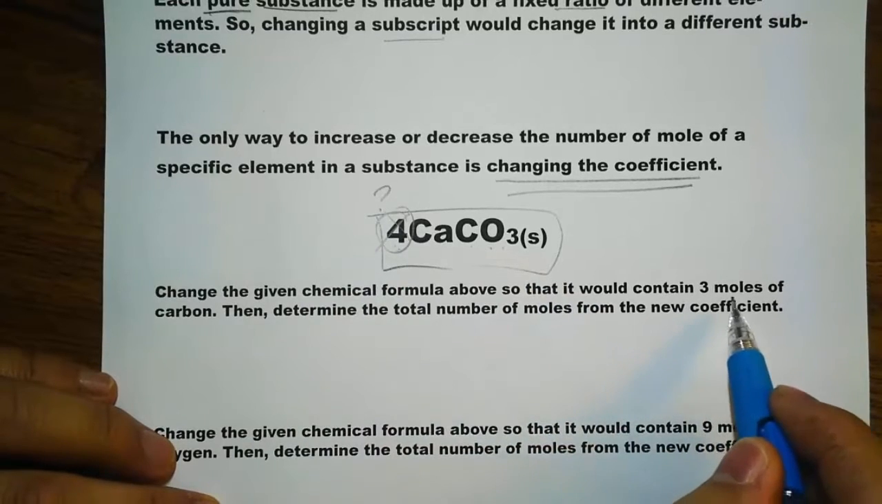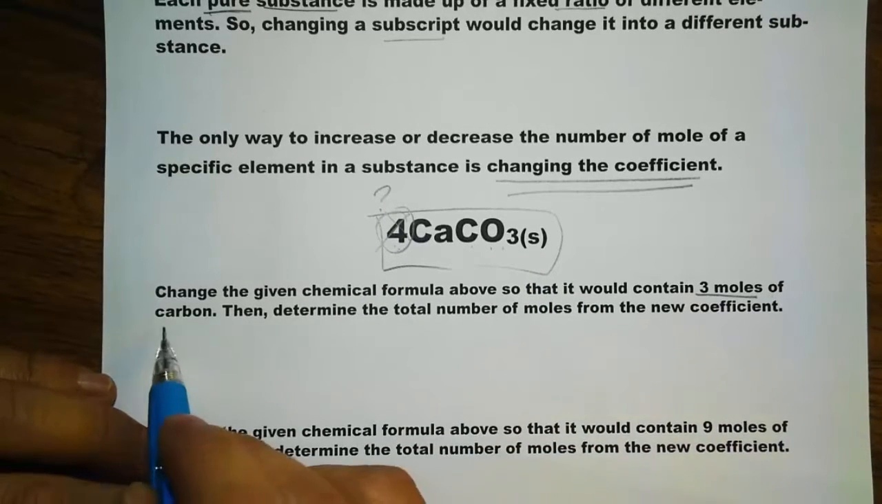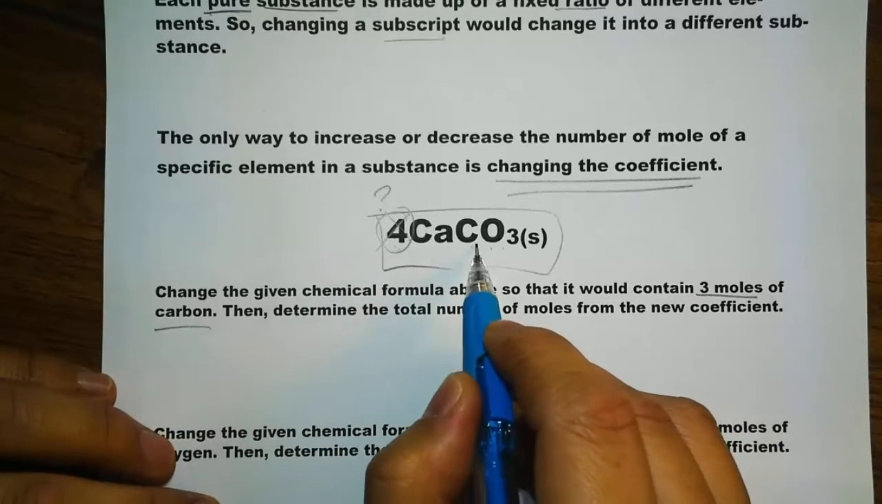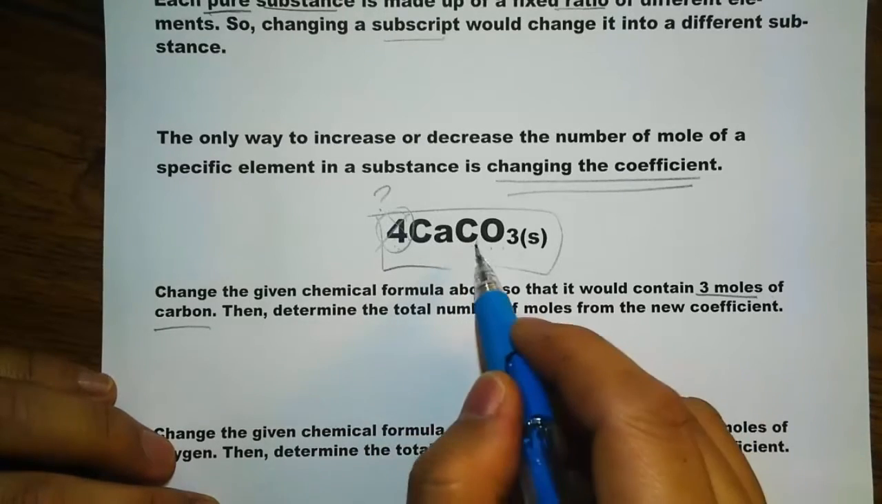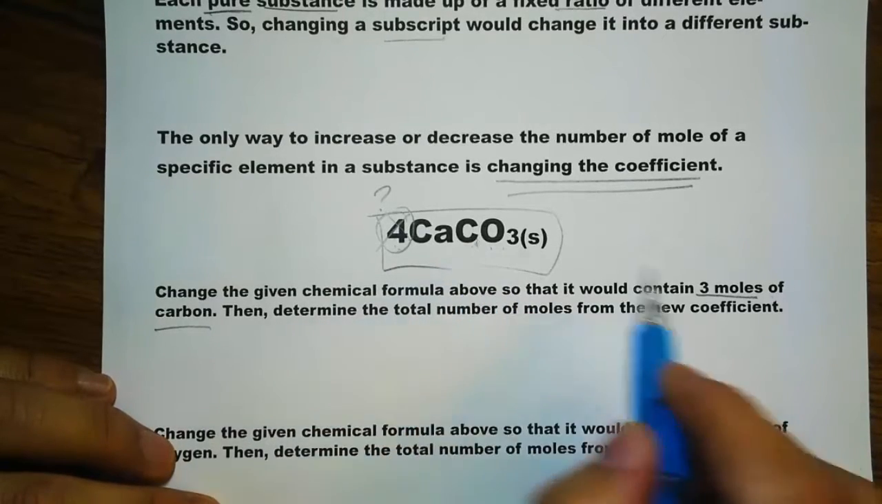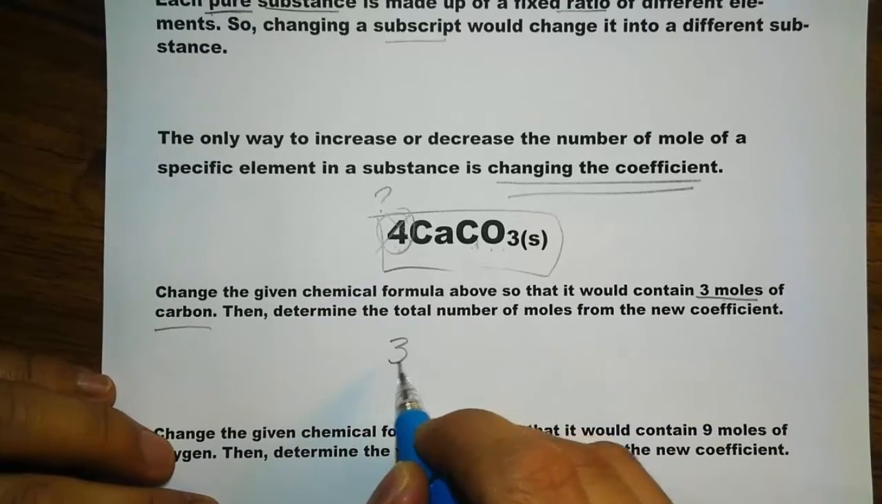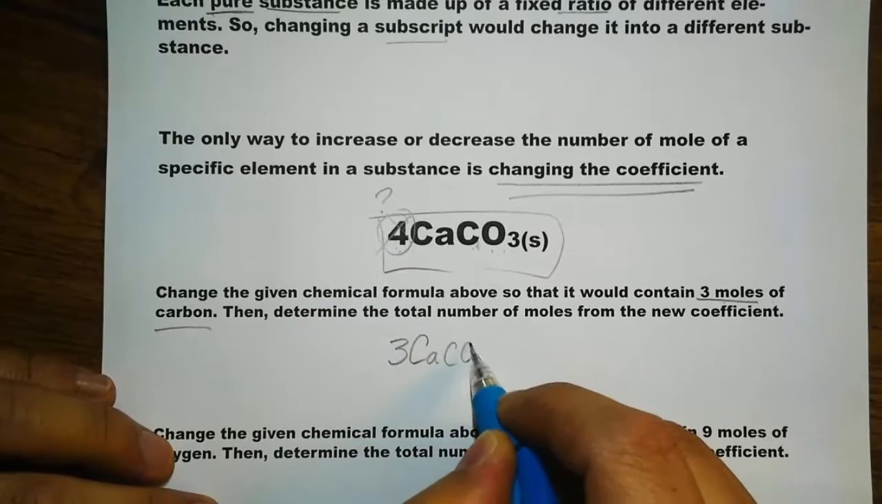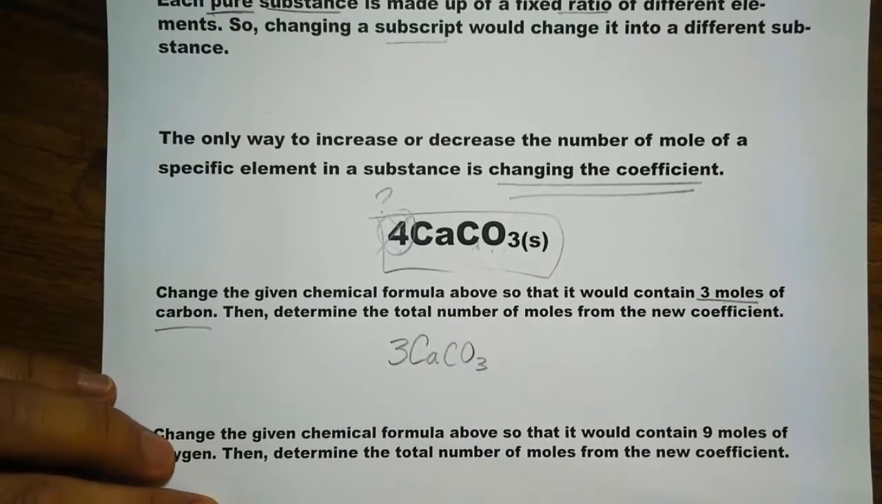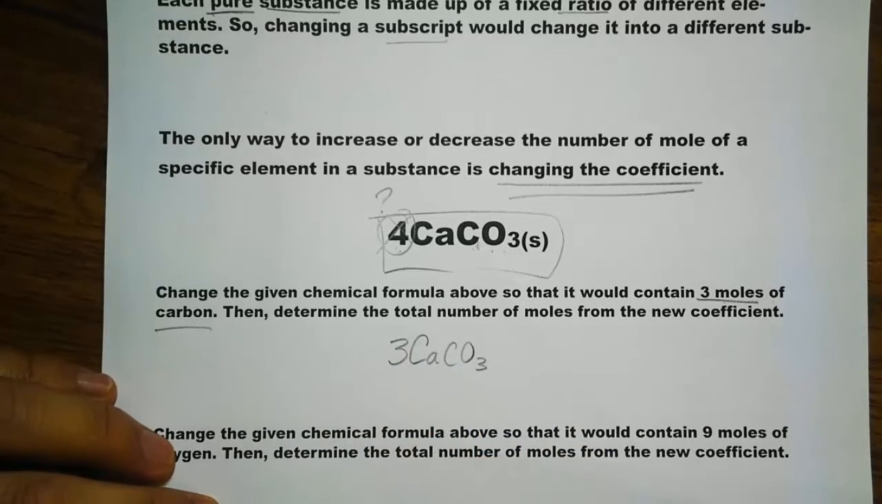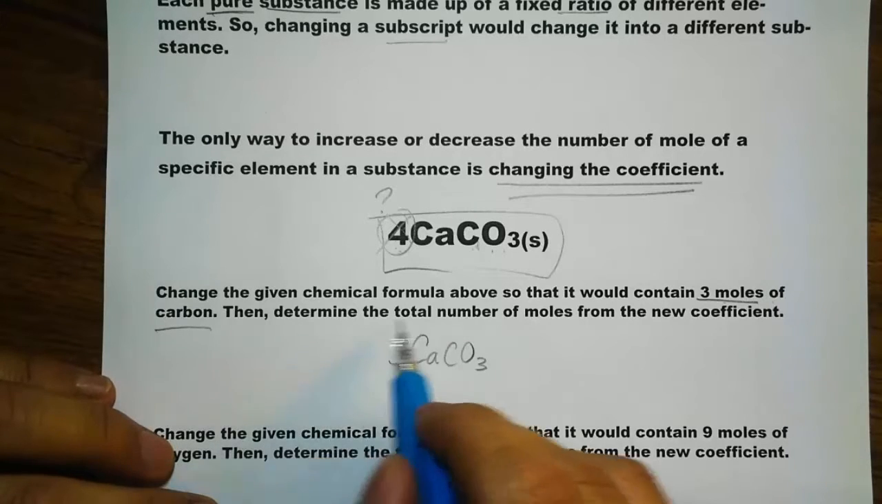So that it will contain 3 moles of carbon. So what would the coefficient be if we want 3 moles of carbon? Right there, the subscript is 1 because there's nothing there. So to give us 3 moles of carbon, that right there must be 3. So we have 3 CaCO3. But by changing the coefficient, we change the number of the substance, right? That's going to change the total number of moles as well. So we need to recount.